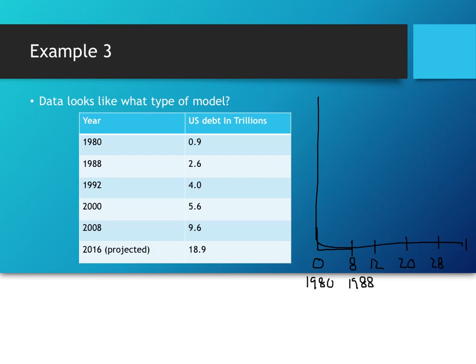And 36 would be 2016. Did I say that right? Yeah. Goodness, I get thrown off because I skip by 8s a lot except for 92, which I skip by 4. So anyways, use 0, 8, 12, 20, 28, and 36 as the year, and you can use the debt in trillions of dollars as 0.9, 2.6, and so on and so forth. See what you actually get.